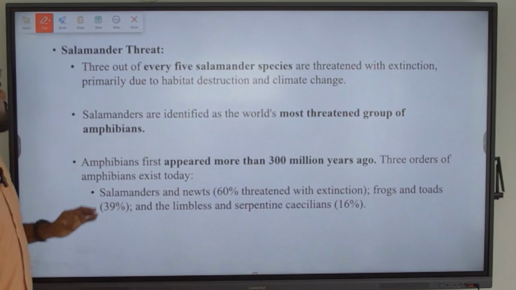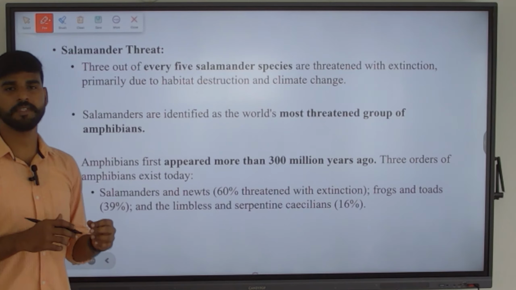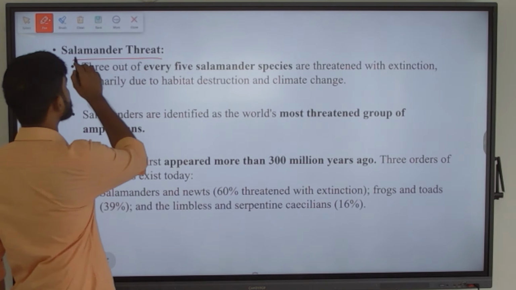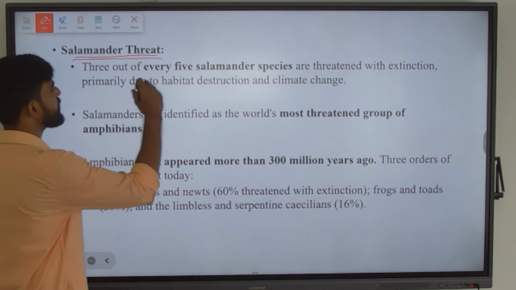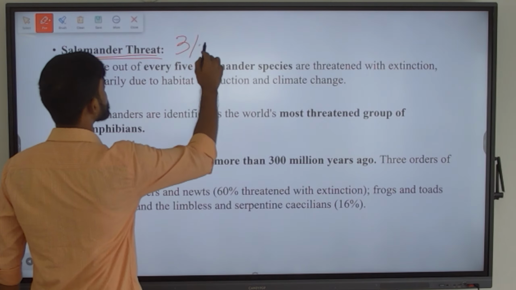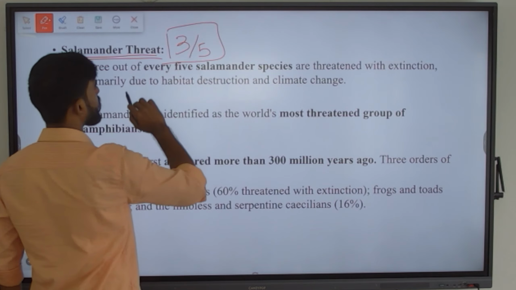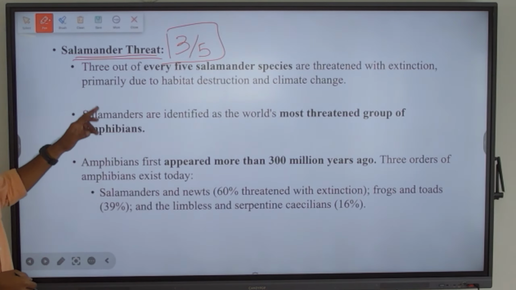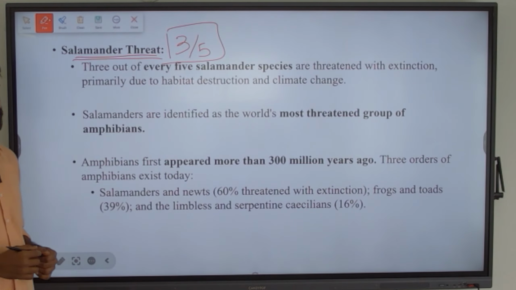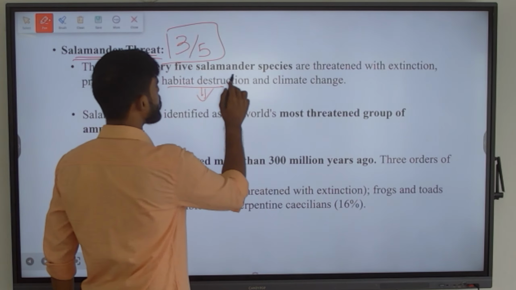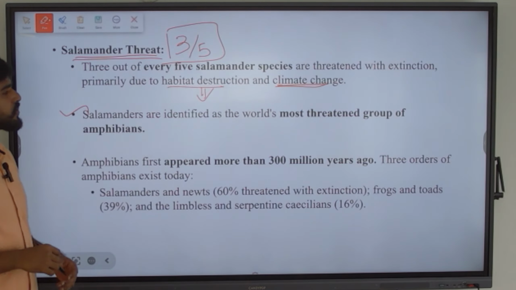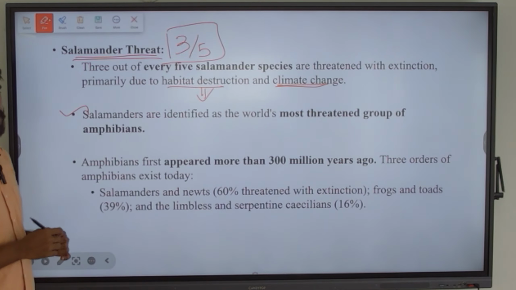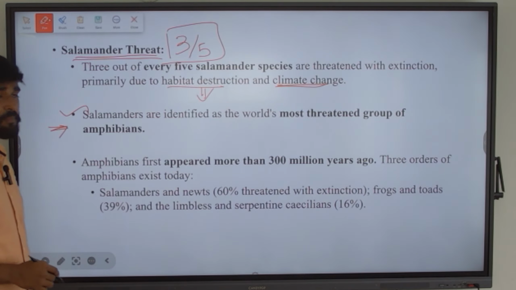Next is, there is a threat for these salamanders. These salamanders are at greater threat when compared to other amphibians. Okay, so 3 out of every 5 salamander species are threatened with extinction. In general we saw 2 out of 5, but here with respect to salamanders it is 3 out of 5, okay, which is more. Primarily due to habitat destruction and climate change. This habitat destruction is due to human effect, and climate change is a natural effect. Okay, and salamanders are identified as the world's most threatened group of amphibians. Statements like these are very important from the exam point of view.